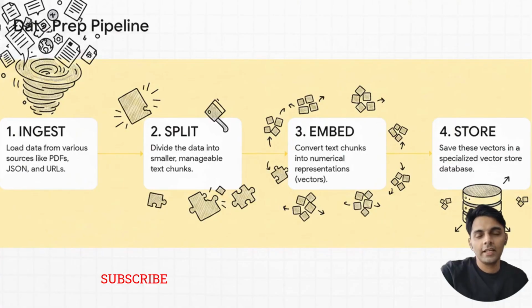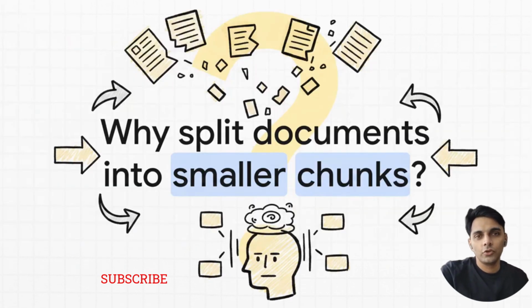First, we load the data, pulling in all those PDFs, web pages, and different files. Then, we split them up. We can't give a 1,000-page document to an AI all at once, so we break it down into smaller, bite-sized chunks, a bit like paragraphs. Next, we embed these chunks, and this is where the magic happens. We convert the text into numbers. Finally, we store these numerical representations in a special database called a vector store.